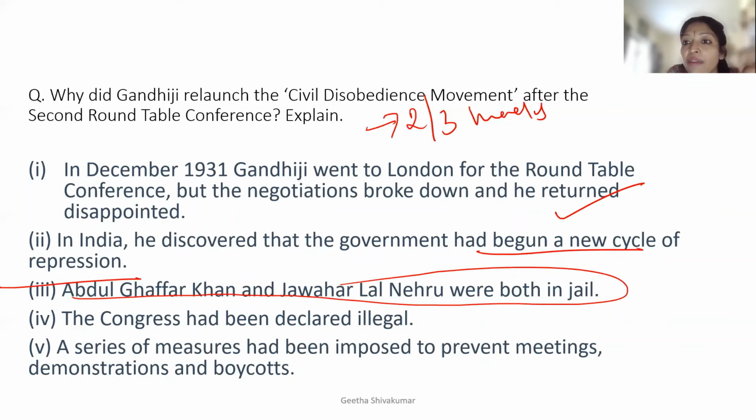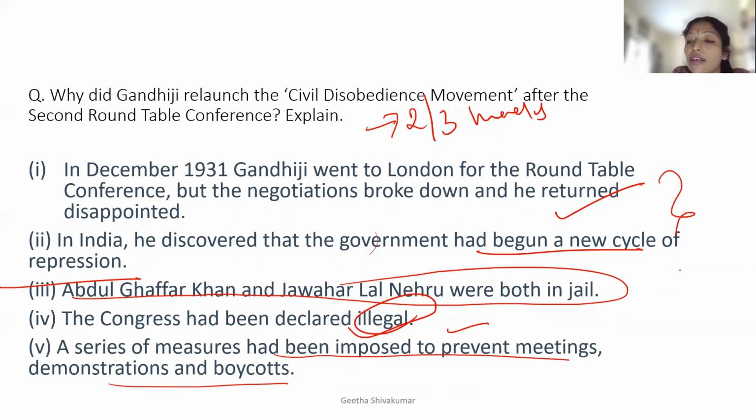Then one of the very important reasons to launch was that the Congress was declared illegal. What does illegal mean here? Illegal means we have done the biggest crime, that we have been declared illegal. So the Congress itself was declared illegal, which gave Gandhiji a large amount of dissatisfaction and disappointment. Then Gandhiji thought that it was very important to start a mass struggle or mass movement. A series of measures was imposed to prevent meetings, demonstrations, and boycotts.